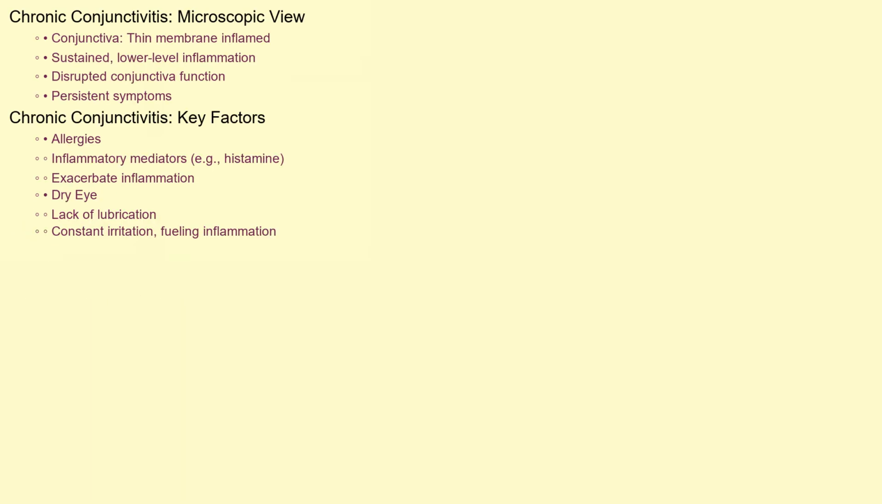Okay, let's talk about what's happening on a microscopic level. In chronic conjunctivitis, the conjunctiva, that thin, clear membrane covering the white part of your eye and the inside of your eyelids, becomes inflamed. Unlike acute conjunctivitis, which involves a sudden influx of immune cells, chronic conjunctivitis typically features a more sustained, lower-level inflammatory response. This ongoing inflammation disrupts the normal function of the conjunctiva, leading to persistent symptoms. In cases related to allergies, inflammatory mediators like histamine are released, exacerbating the problem. With dry eye, the lack of adequate lubrication causes constant irritation, fueling the inflammatory cycle.